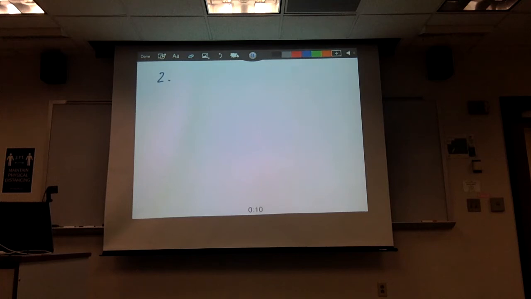Case number two, let's do the same thing. Here's my mirror, here's my radius of curvature, here's my focal point. In this case, we want to take our object and put it somewhere between the radius of curvature and the focal point. So in case number two, S is going to be somewhere between F and R, and this is our object distance.